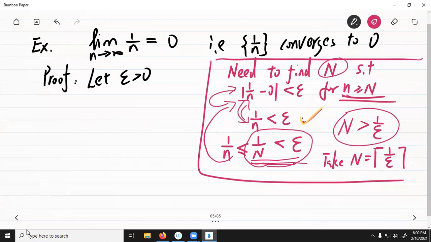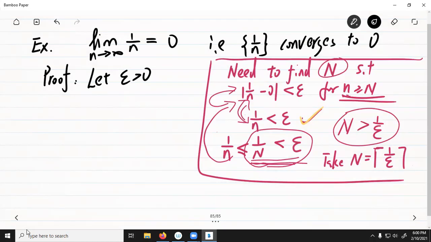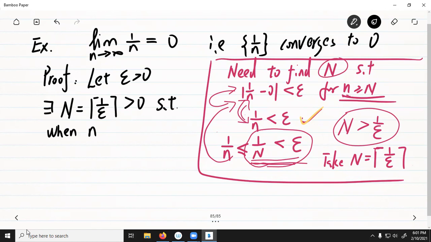Okay, so now let's go back to our proof. We let epsilon be greater than 0. So this epsilon is arbitrary, right? So there exists a capital N, which is equal to the least integer greater than 1 over epsilon, so this is greater than 0, such that when n is greater than or equal to capital N, we want to show that 1 over n minus 0 is less than epsilon.